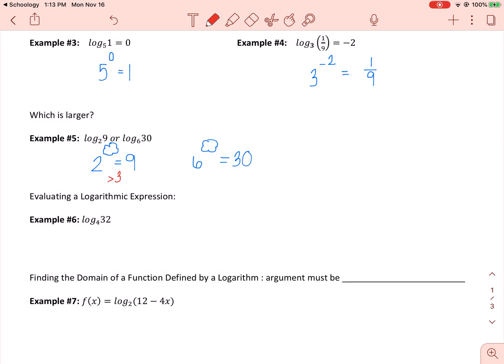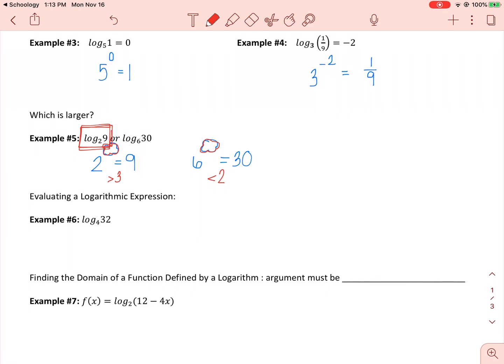Same thing with 6 raised to the first power is 6. 6 raised to the second power is already 36. So in order to get to 30, I actually need to be less than 2. And when I'm talking about it, I'm talking about these exponents. So which one's larger? Obviously, the one that's greater than 3. So that is the log base 2 of 9. Okay, you kind of have to think about what powers get you close to the argument, and then compare those.